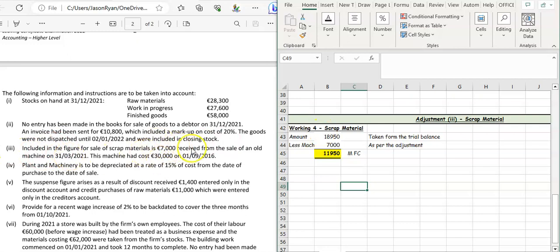So we're taking the 7,000 out of the scrap material, and remember we're going to use that 7,000 and that 30,000 later on in the next adjustment.